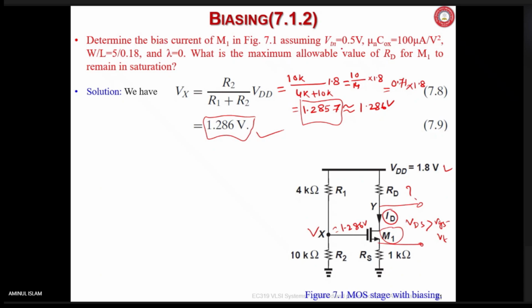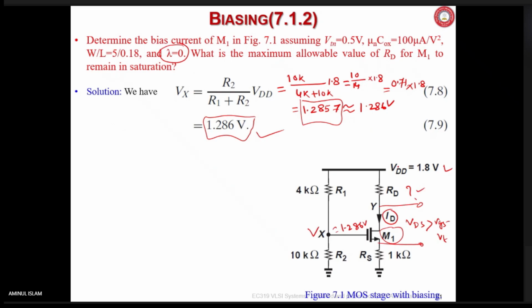M1, assume that VTN equals 0.5 volt, mu n Cox equals 100 microampere per volt square, W by L equals 5 by 0.18, and lambda equals 0. Lambda equals 0 means CLM is neglected. What is the maximum allowable value of RD? The value of RD is to be found.